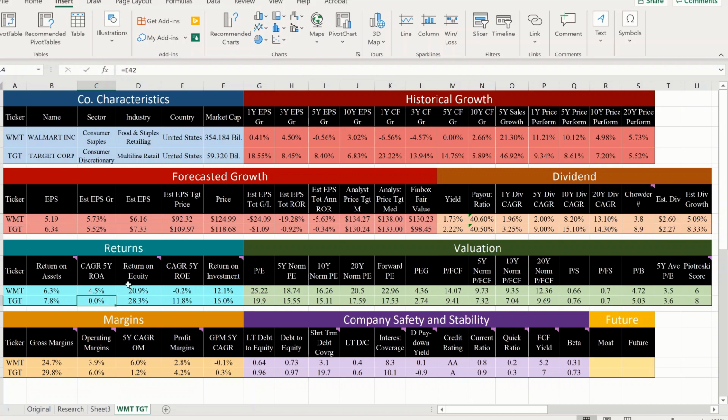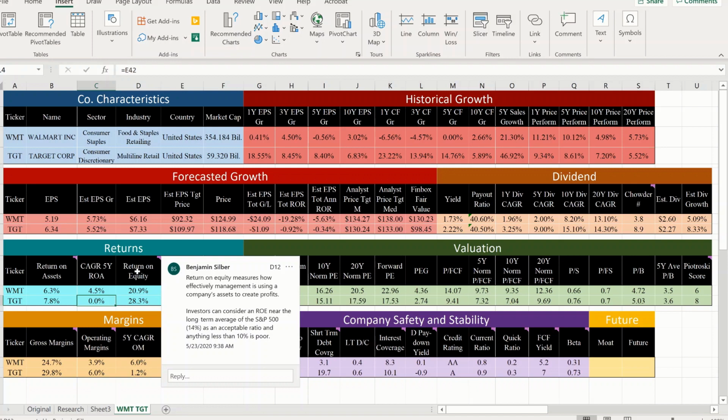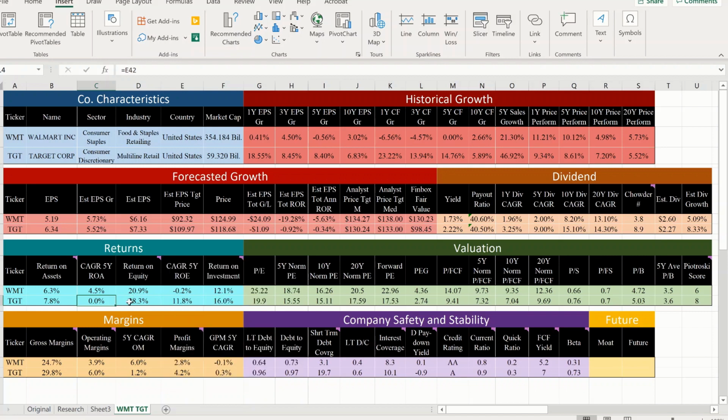Next, we have return on equity. Return on equity also measures how efficiently or how effectively management is using a company's assets to create profits. The long-term average for the S&P 500 for the return on equity is 14%, so I like to see at least that much. Both companies surpass it, but Target wins. Target's growth rate over the last 5 years for return on equity is quite good, whereas Walmart's has actually been decreasing over this time period. Target wins this one as well.